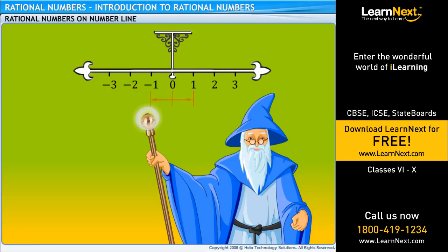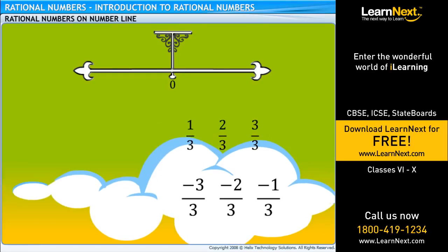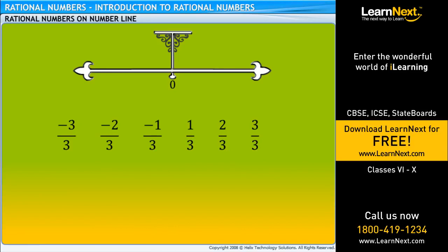Here are some rational numbers. We can also represent rational numbers on the number line. Just like positive integers, positive rational numbers are also represented to the right of 0. Negative rational numbers, like negative integers, are represented to the left of 0. Now, 1 divided by 3 is 1/3 the distance from 0 to 1. So we divide the distance from 0 to 1 into 3 equal parts. The first mark from 0 represents the rational number 1 divided by 3.